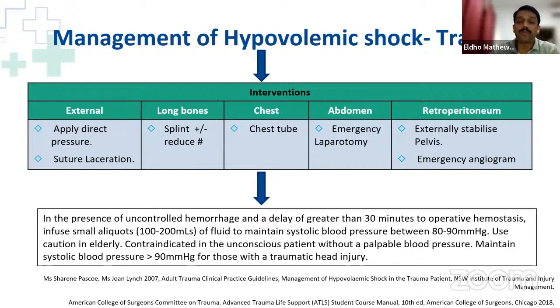In order to maintain the BP at 80 to 90 mmHg, we should take care of the elderly population and unconscious patients with a palpable blood pressure. And we should maintain a blood pressure of more than 90 mmHg with traumatic head injury. So we need to maintain a high systolic pressure for traumatic brain injury.